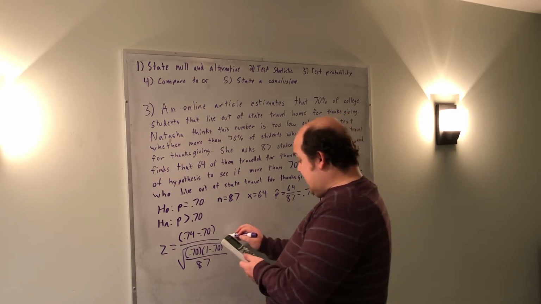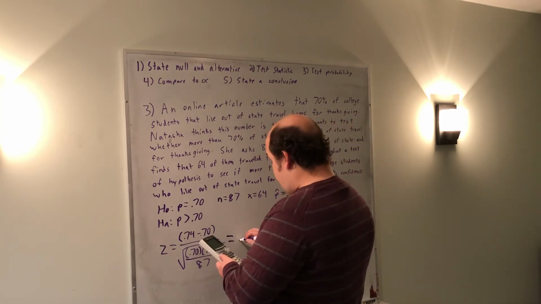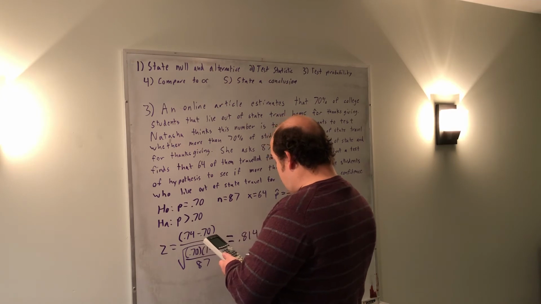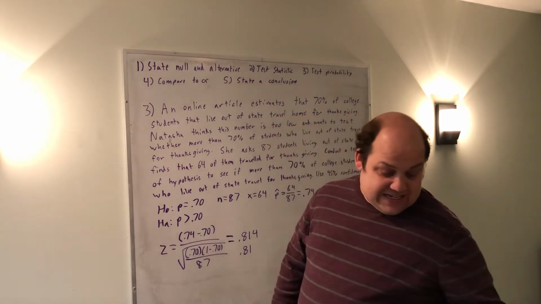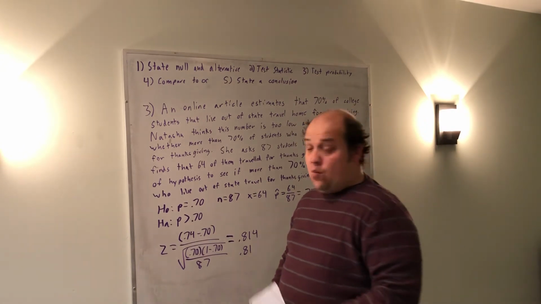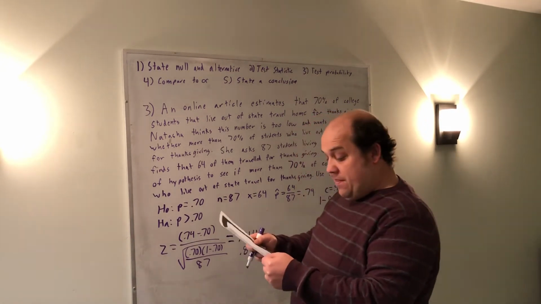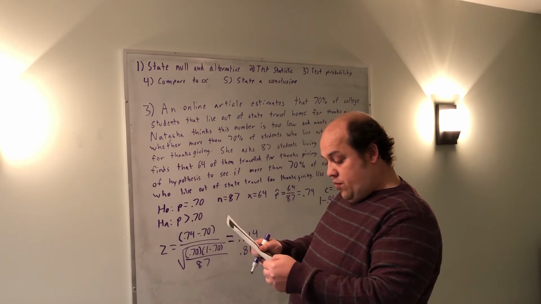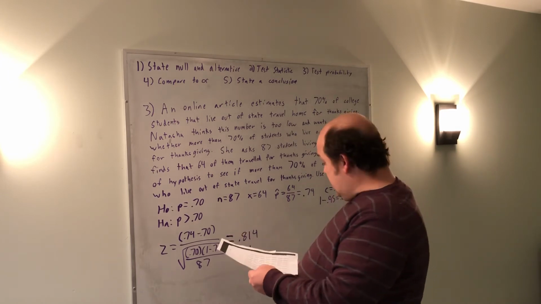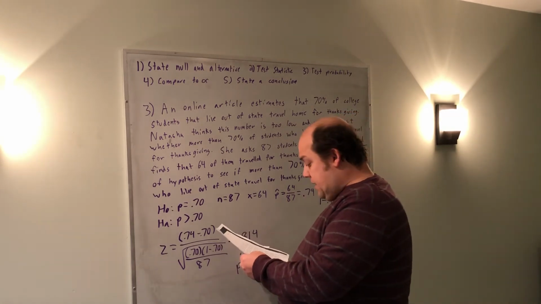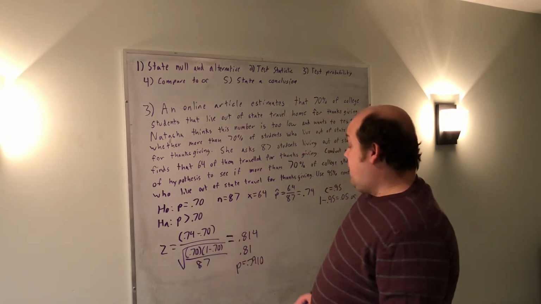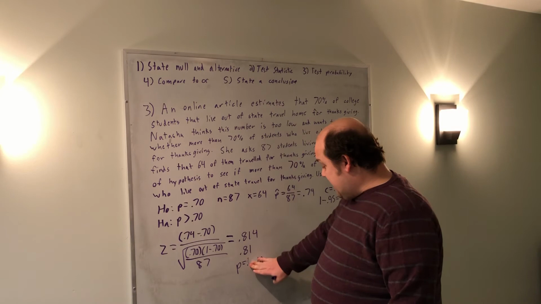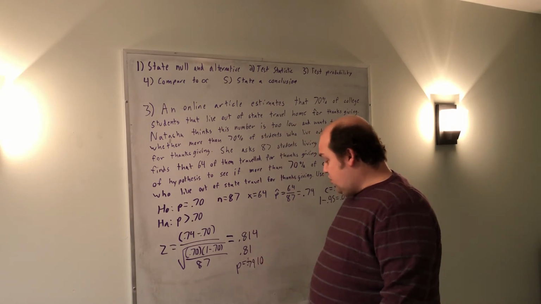When I put all that in, I get 0.814, which is just going to round to 0.81. So my test statistic is 0.81. I'm going to go to my positive side of my table, 0.8 over to 1, and get a p-value where p equals 0.7910. Sorry, let me just make that clear, 0.7910.